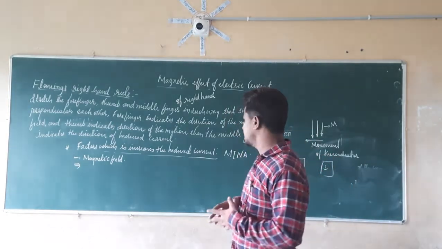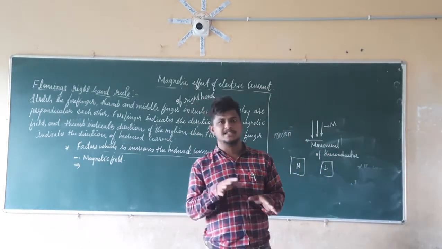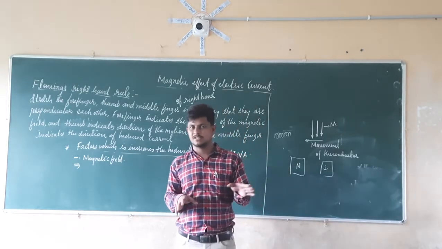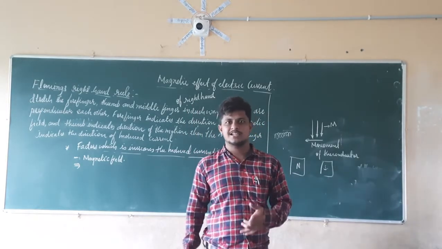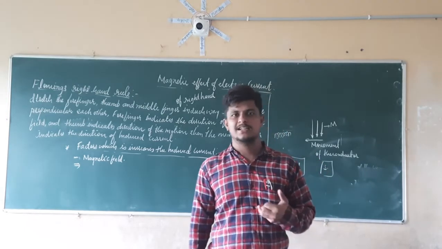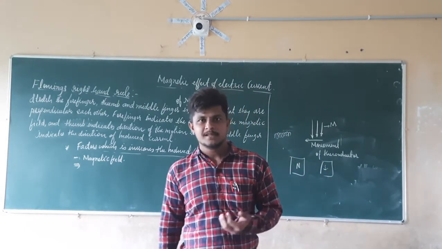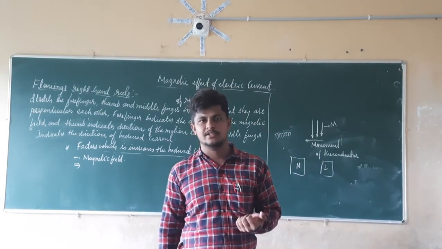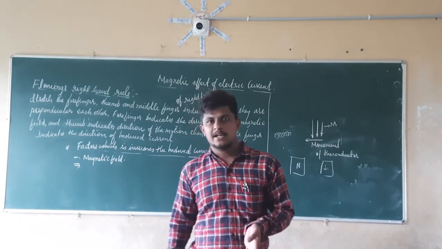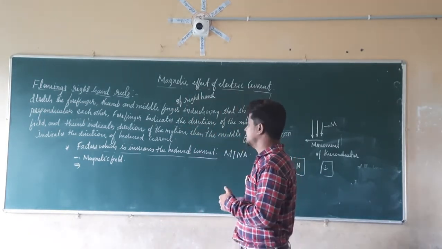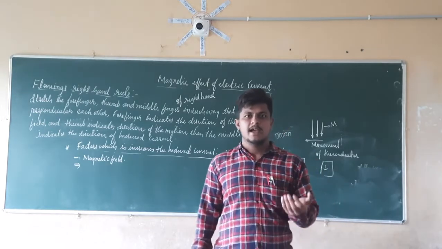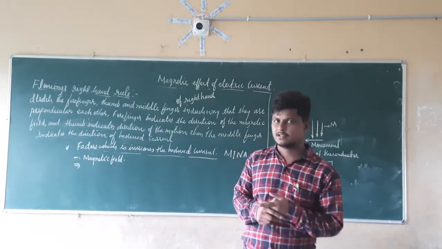So here your chapter is completed. Since your syllabus is reduced by 30%, the generator topic is not there. AC current, DC current is also not there, as well as the domestic circuit. So I am going to leave that here. Your chapter is completed, and exercise questions we are going to solve in the next class.